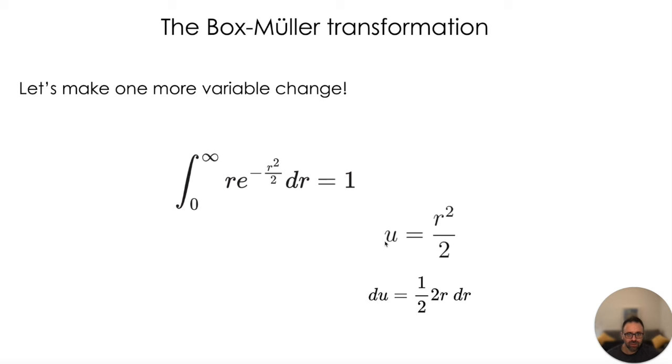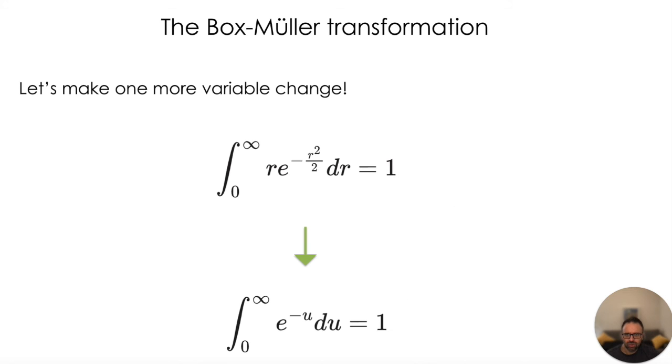So if we calculate the derivative of u, we're going to have 2 times r divided by 2 times dr. So these two terms can be simplified. Now if we replace this here, we're going to have e to the minus u, and this r is going to be replaced by du. So we end up with this equation. Now it looks simpler.